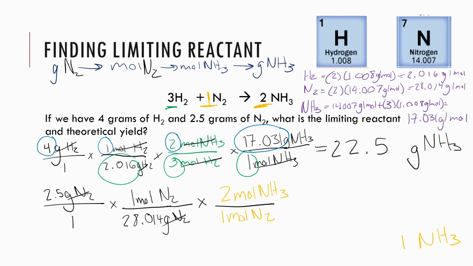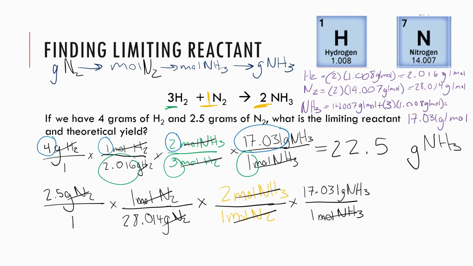Okay, in this case, our moles of N2 cancel out. And if we were to stop right here, we'd be in moles of NH3. But we want to get to grams of NH3. And this last step is going to be identical to the previous last step. We're going to put our 17.031 grams of NH3 on top and our 1 mole of NH3 on the bottom. Our moles of NH3 cancel out, and what we're left with again is grams of NH3.